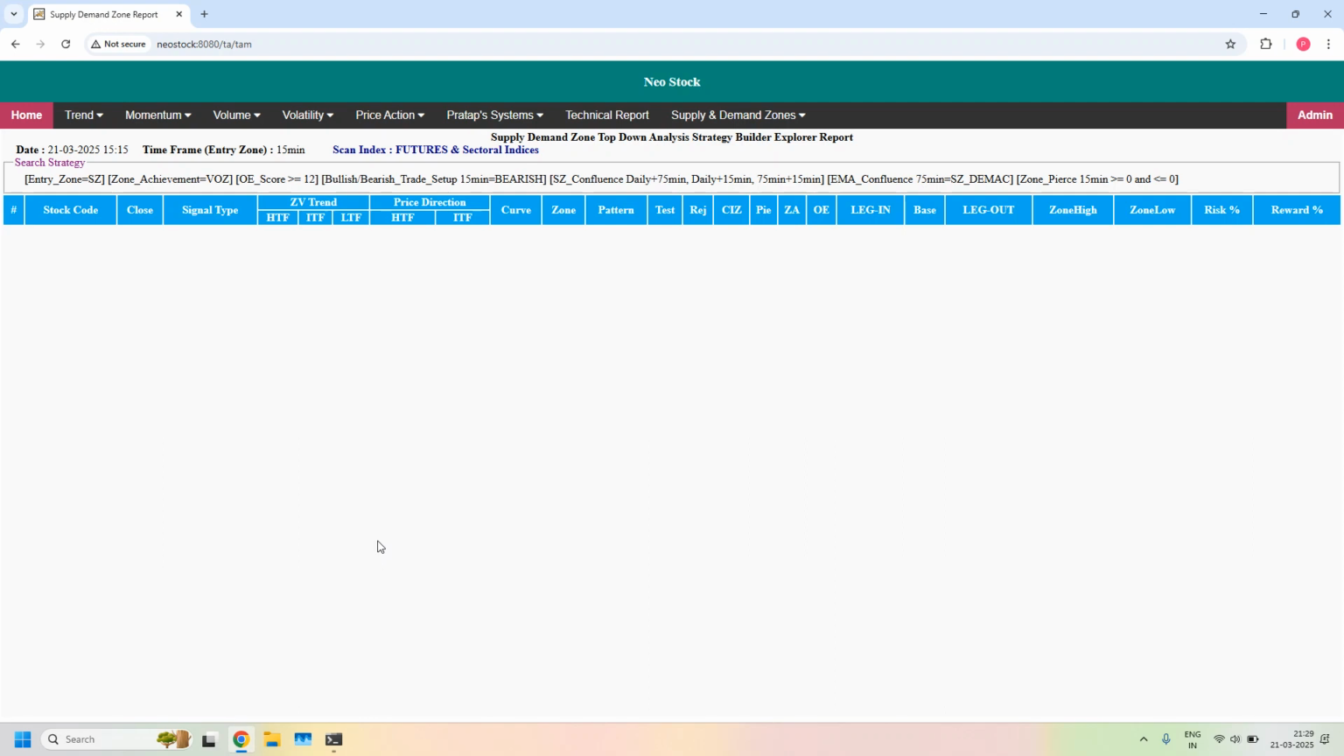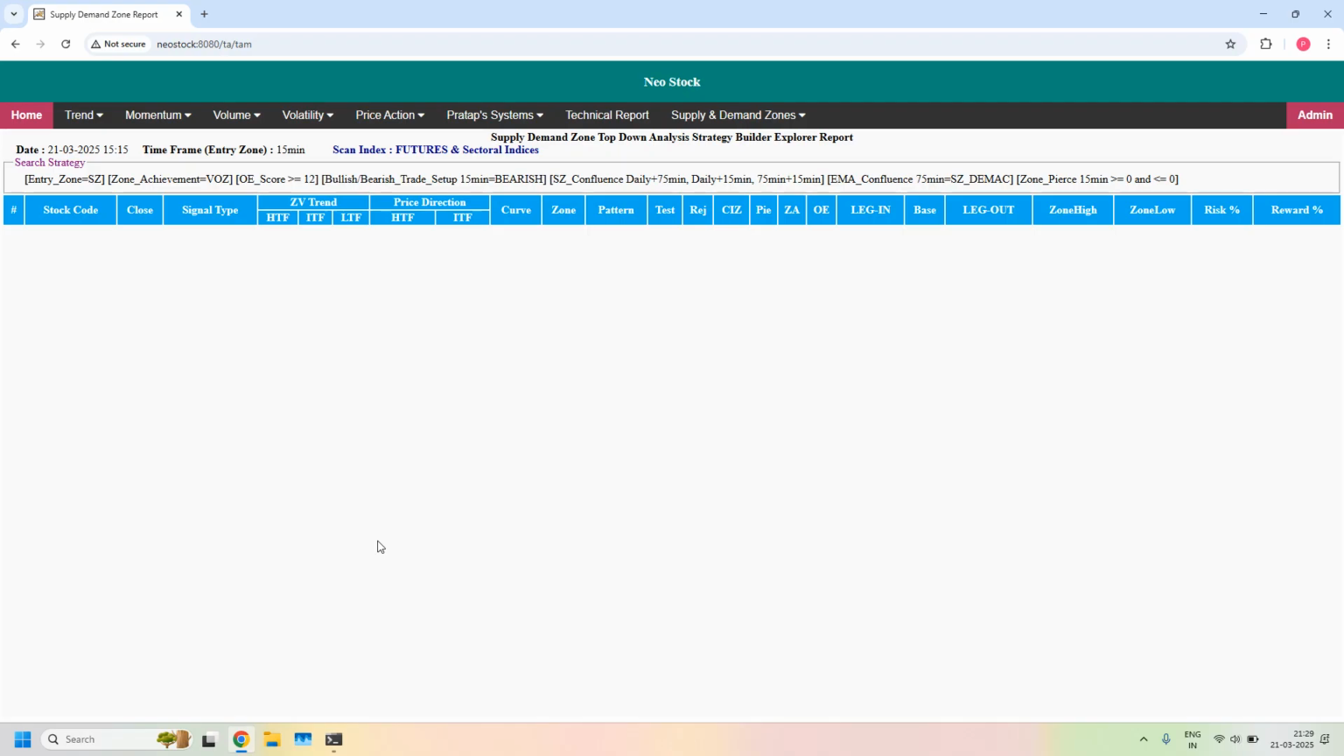Okay, but that already has high priority based on LTF, ITF zone confluence and ITF EMA confluence for the supply zones. Okay, this is a bearish trade setup for daily income trade.